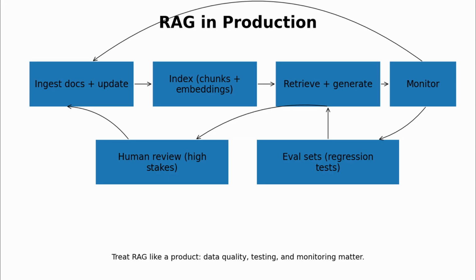Retrieval-Augmented Generation is a simple idea with a big impact. Let the model read the right sources first, then answer based on evidence. When retrieval is strong, prompting is clear, and citations are included, RAG can turn a chatbot into a genuinely useful assistant.